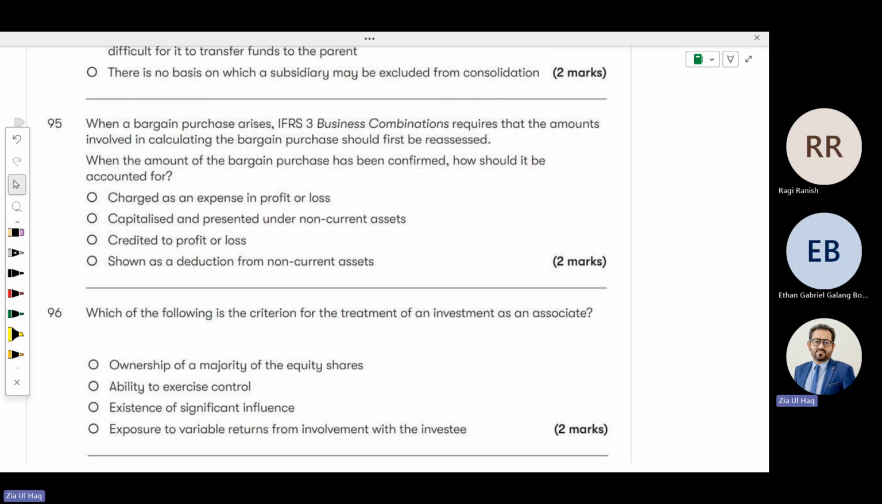Then a bargain purchase arises, mean negative goodwill. IFRS 3 business combination requires that the amount involved in calculating the bargain purchase should first be reassessed. When the amount of the bargain purchase has been confirmed, how should it be accounted for? Charged as an expense in profit and loss account? No. Charged to retained earnings. Capitalized and presented under non-current assets, no, positive goodwill is capitalized. Credit to profit or loss. Shown as deduction from non-current assets. Credit to profit and loss, mean add to retained earning as gain. 96, please.